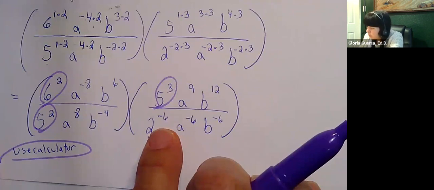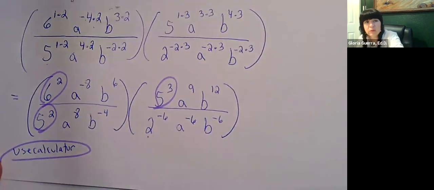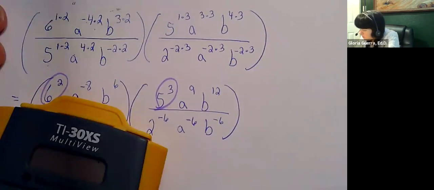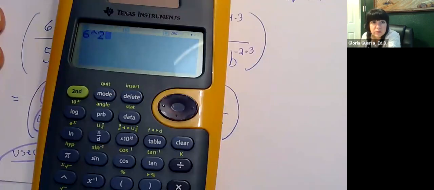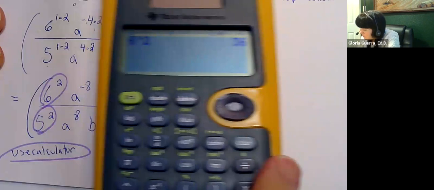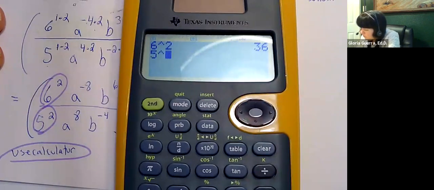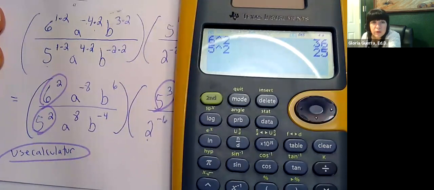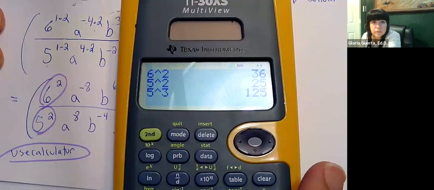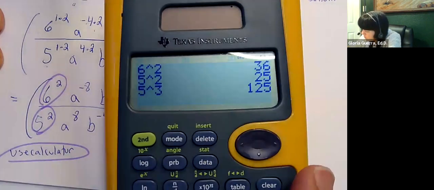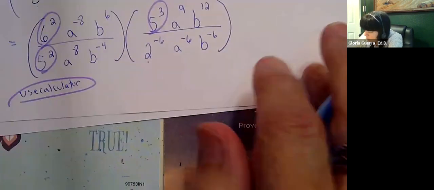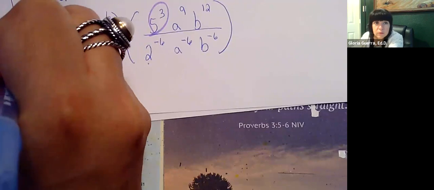So let me see. Let me use the calculator on all the other ones. Like 6 squared is 36, right? 6 raised to the second power is 36. 5 raised to the second power is 25. 5 raised to the third power is 125, right? Okay, so when we write those, and maybe I should, let me put this here, use calculator.